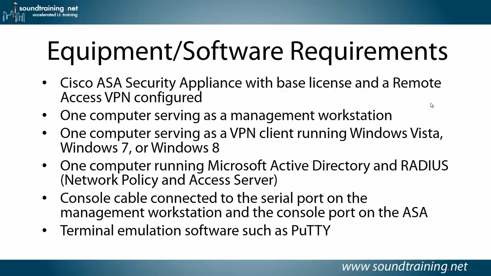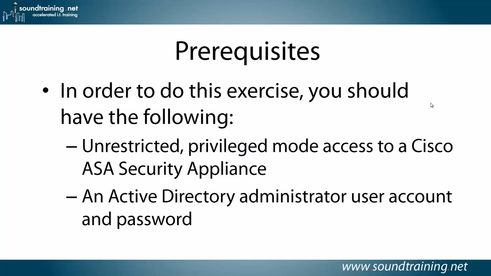You'll need a console cable connected to the serial port on the management workstation and to the console port on the ASA, and then some terminal emulation software such as PuTTY or whatever you prefer to use. Here are the prerequisites. In order to do this exercise, you'll need unrestricted privilege mode access to a Cisco ASA security appliance and an Active Directory administrator user account and password.